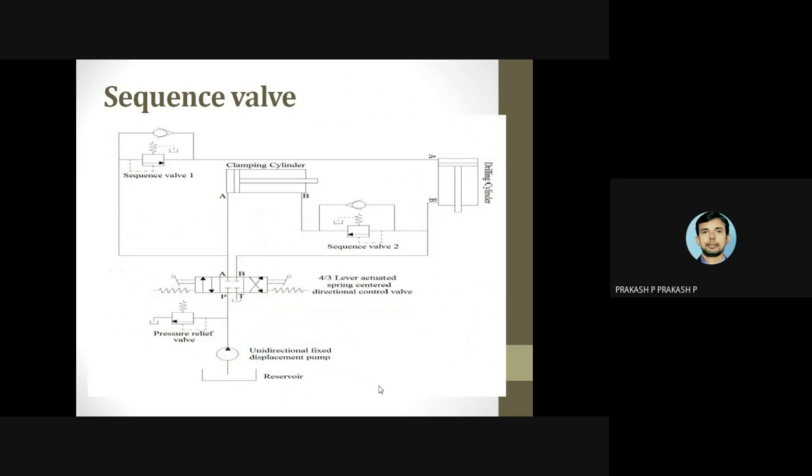Whatever oil is at the rod end of the cylinder flows from B through the check valve only. You can see that the flow will not happen through the sequence valve either. During extension of the clamping cylinder, the flow happens only through the check valve and is directly stored into the tank. Similarly, for how the drilling cylinder will be extended, you can see there is a comparison of the check valve and sequence valve one.